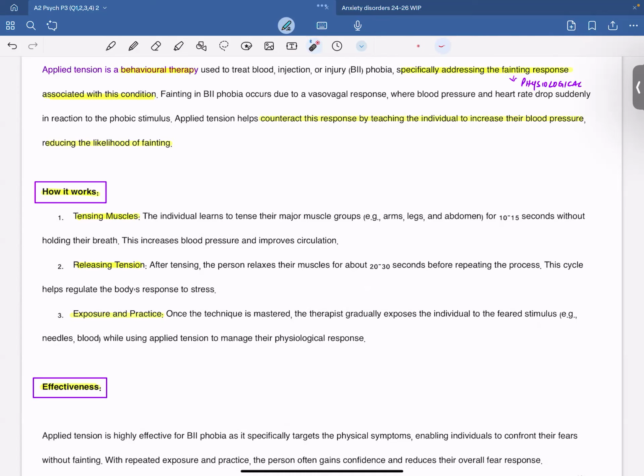Number two, releasing tension. After tensing the muscles, the person relaxes the muscles for about 20 to 30 seconds before repeating the process. This cycle helps regulate the body's response to stress. So, after you've tensed your muscles, you relax your muscles for about 20 to 30 seconds before you repeat the process again. How does this help? This particular cycle helps regulate the body's response to stress.